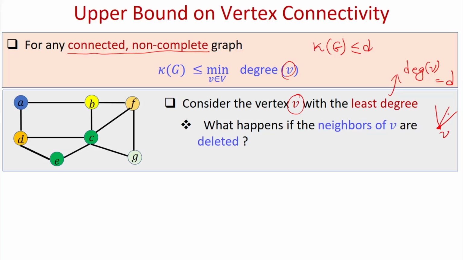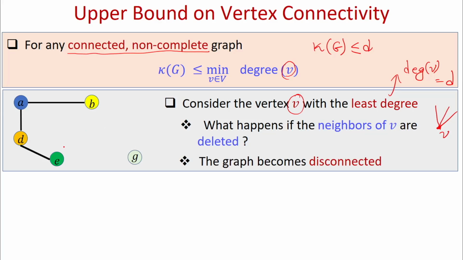Now what happens in this graph if all the neighbors of the vertex V are deleted? For instance, in this graph, the vertex G has the least degree. In fact, vertex E also has the same degree as vertex G. So what I am saying is, if you remove all the neighbors of the vertex which has the least degree, then that vertex V gets disconnected from the rest of the graph. That shows that you don't need to delete more than D number of nodes to produce a disconnected graph. The maximum number of nodes that you need to delete is D.